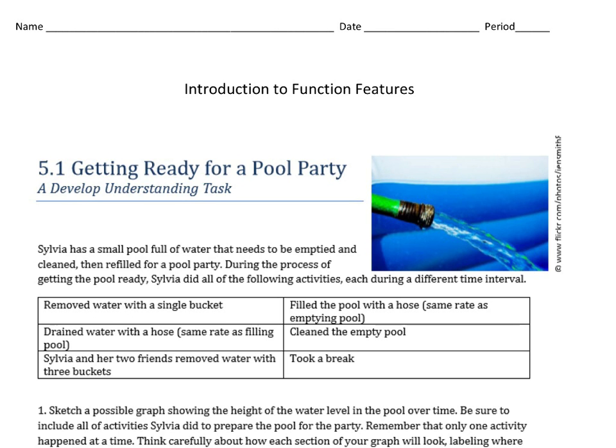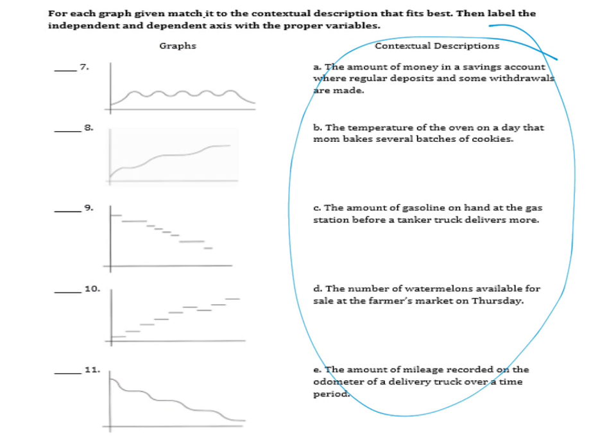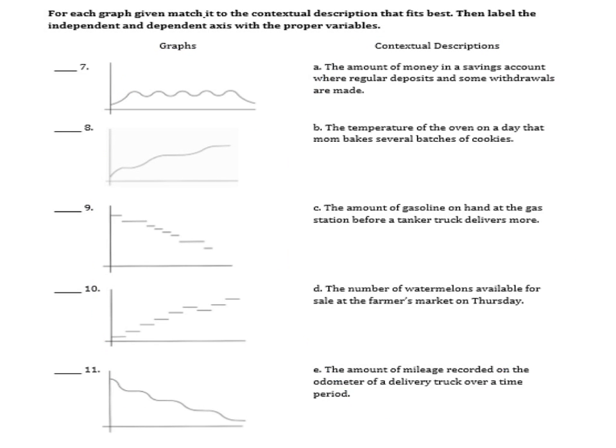To actually start off, we're not going to start at the beginning of this little packet. We're actually going to go to the back of that first page to this section. And I want you to pause and see if you can match up the graphs on the left with these contextual descriptions, just like what would the graph look like based on if you're baking cookies in an oven and what happens to the temperatures. So take a moment to pause and do that, and we'll go over it in a second.